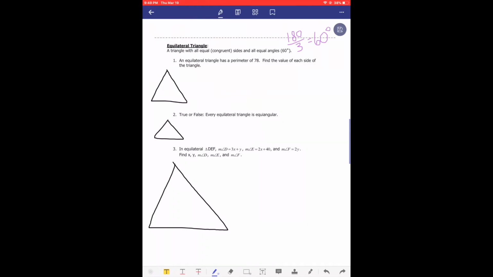Question 1. An equilateral triangle has a perimeter of 78. Find the value of each side of the triangle. So I know all of these sides are congruent, and if the perimeter is 78, I would take that perimeter of 78 and divide it by 3. When you divide 78 by 3, you should get 26, which means each side is 26.